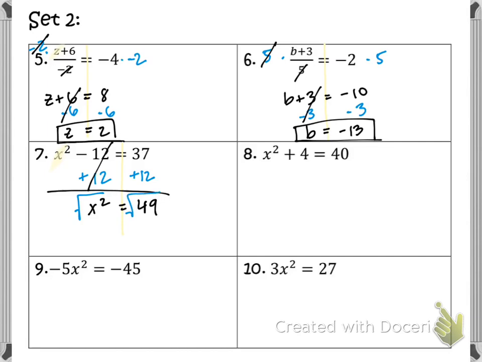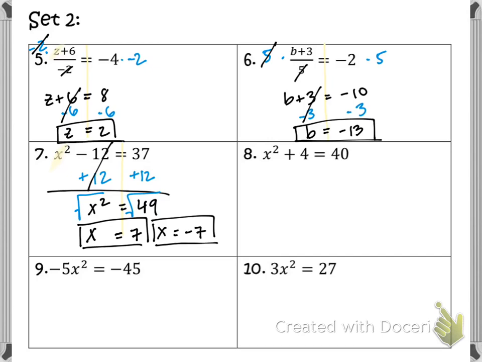So this is going to give me x on the left side equals two numbers that multiply to 49. That's going to be 7. But don't forget, there's another answer as well. 7 times 7 equals 49, but so does negative 7 times negative 7. That also gives you a positive 49.